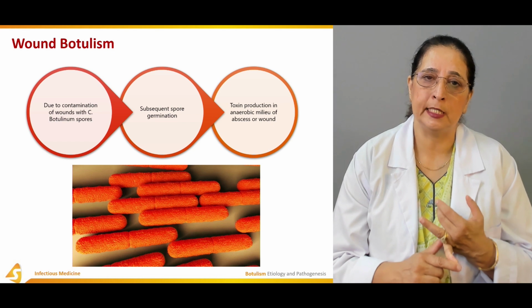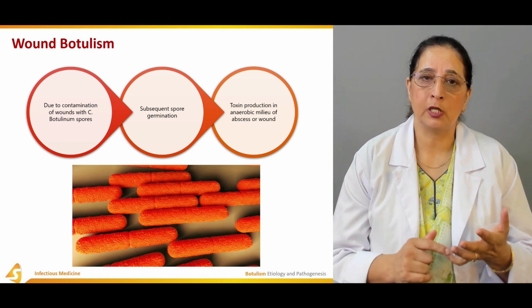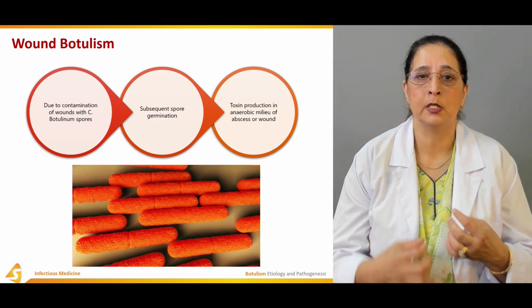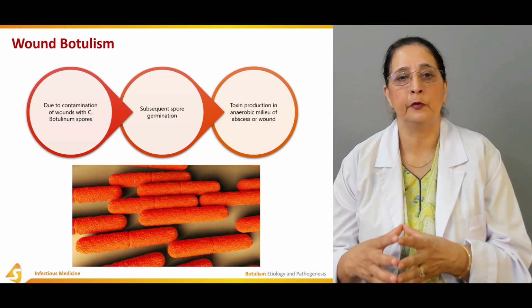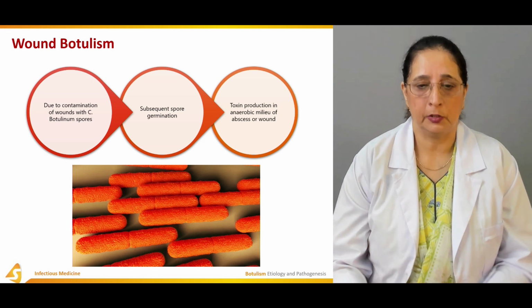Food-borne botulism is due to eating food contaminated by the botulinum toxin. In wounds infected by the spores, germination of spores occurs, and those spores produce the toxin which later on produces the botulism.